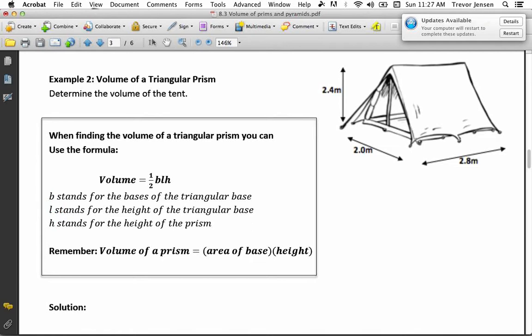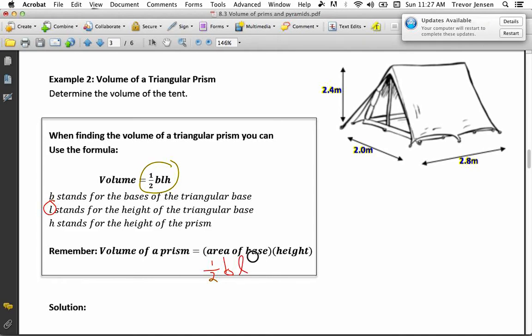So that's where the formula comes from: the volume will equal half times b times L times h, because the base is a triangle, so the area of the base is half times base times height, half times base, and remember the height of the triangular base, we're using the letter L.